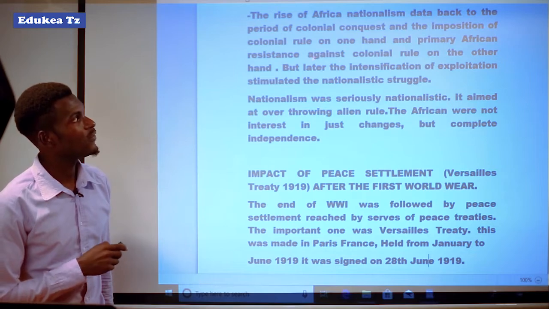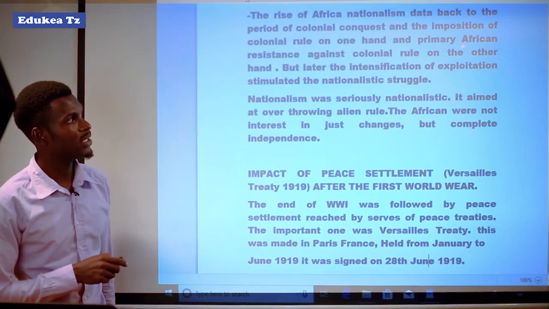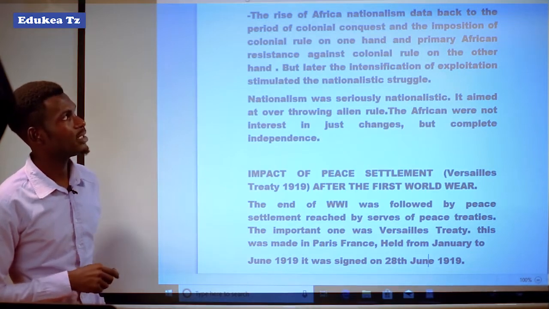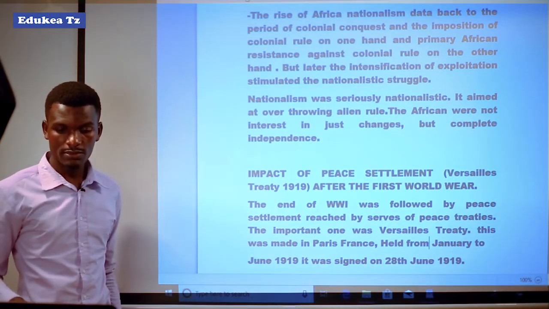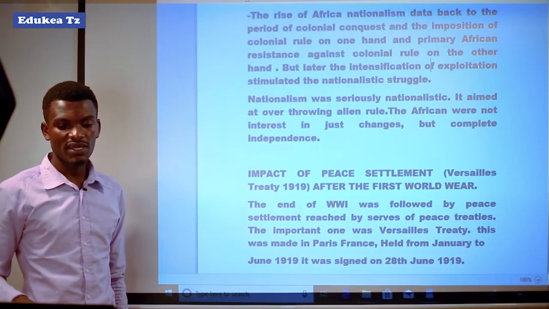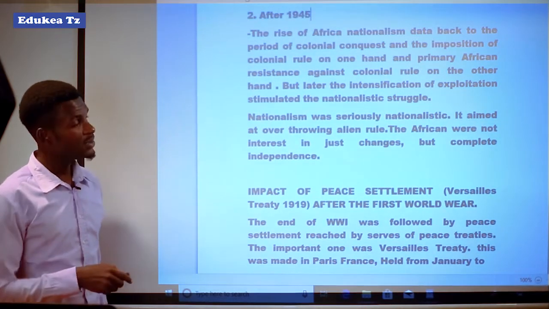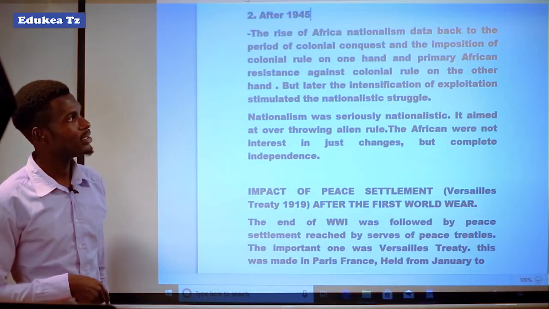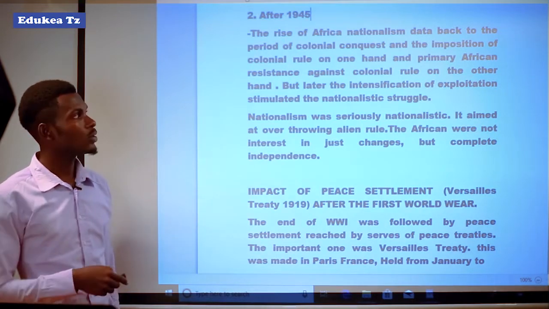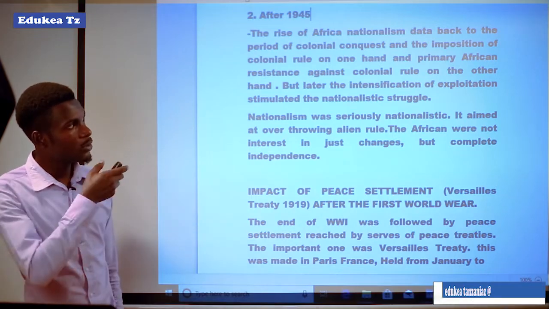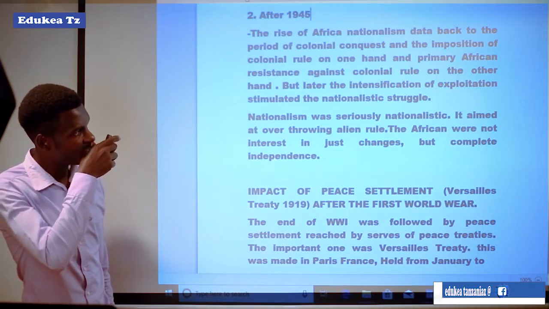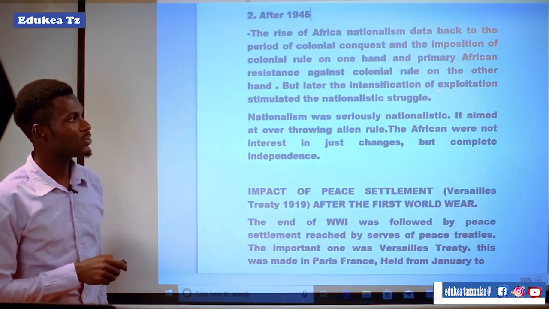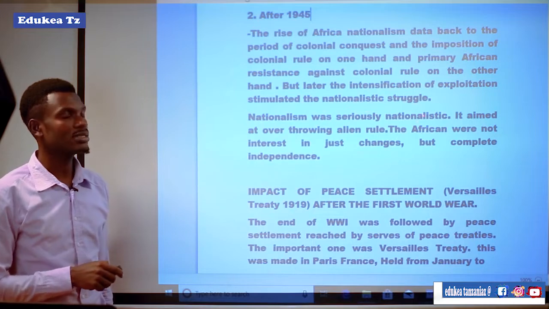But after 1945, the rise of African nationalism dated back to the period of colonial conquest and the imposition of colonial rule on one end, and the primary African resistance against colonial rule on the other end. It means that the rise of nationalism after 1945 can be traced back to the colonial conquest and the imposition of colonial rule. But later the intensification of exploitation stimulated the nationalistic struggle.